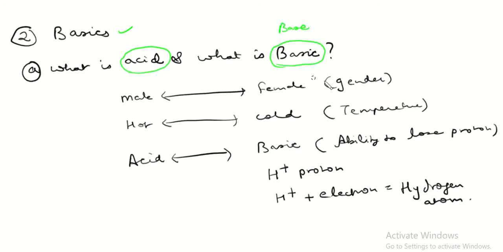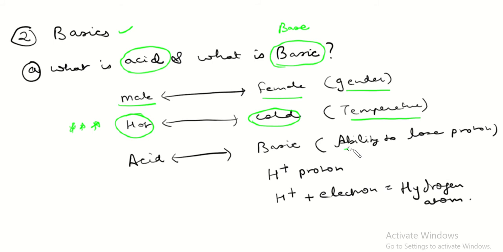So we have gender, and this variable, you can be either a male or a female, right? Or a spectrum. You have a variable temperature, right? And you can be hot or you can be cold, right? And I really like this example of temperature, but the way to think about acid and base is to think about temperature.